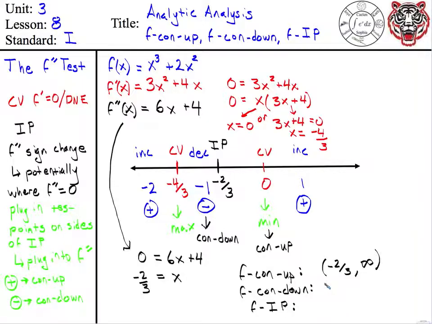Where is F concave down? Someone new. Negative infinity to negative 2/3. Perfect, because the inflection point is negative 2/3. Exactly. And where is the inflection point, Kaylin? What do I write here exactly? X equals negative 2/3. There it is. X equals negative 2/3. Perfect. That's all I have for you today.